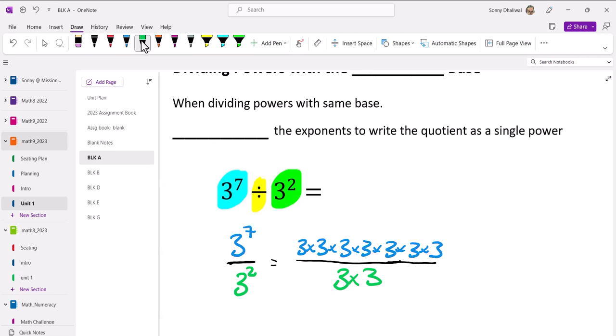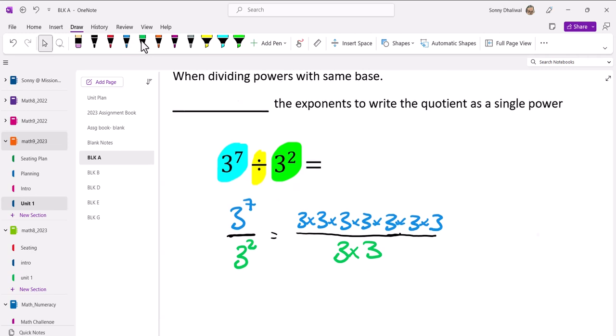Not very many hands. Okay. What? I know you've seen it before, Sammy. Yeah. Last year, you were in my class.